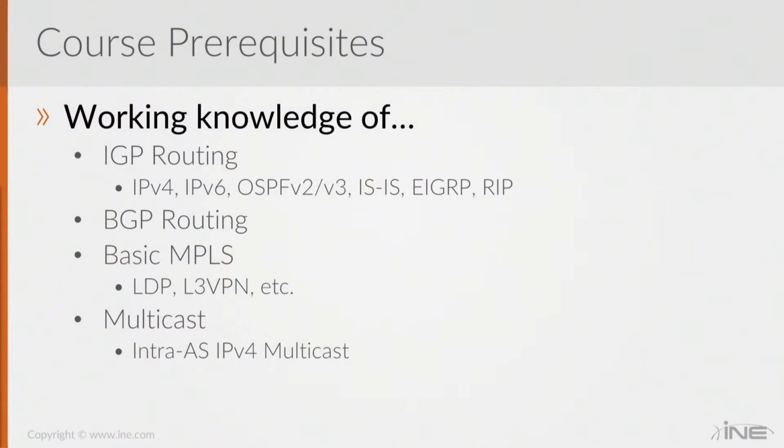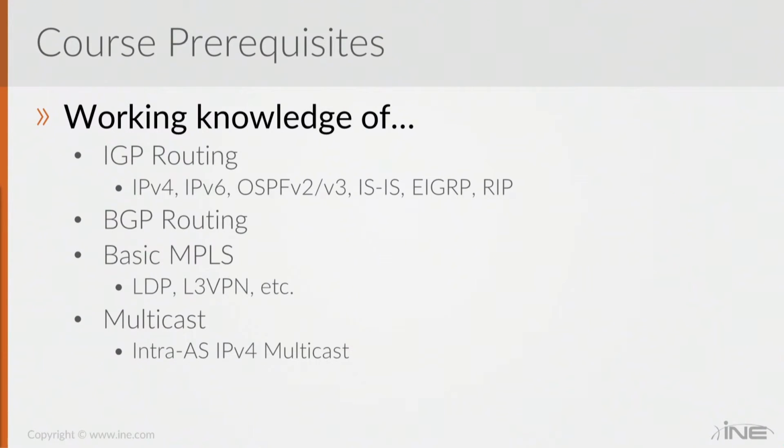Beyond that, in terms of services, we will be looking at MPLS multicast. This does assume that you have a basic understanding of intra-AS multicast, or basically multicast within an enterprise, in terms of either sparse mode or source-specific multicast. And then we're going to be focusing on the MPLS-based multicast, like multicast over L3 VPN.